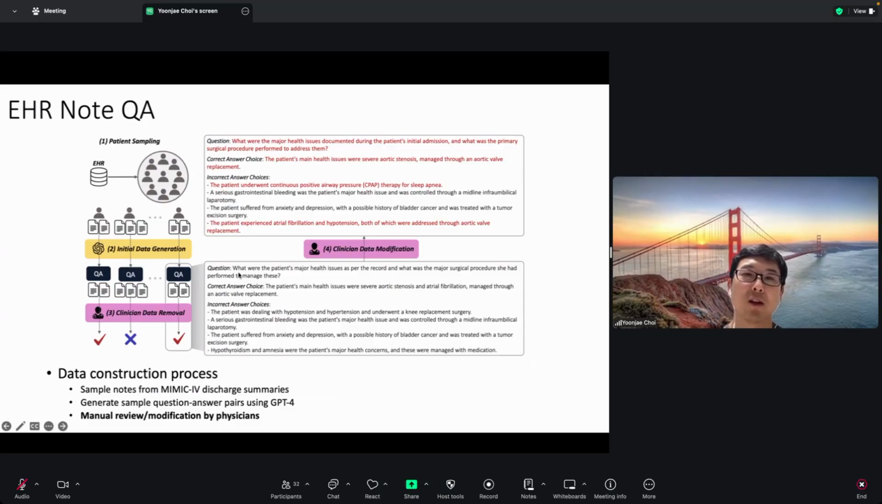They had to read every single question and see if the question was clinically relevant. If not, they had to modify it. Then they read the correct answer choice, and if it was not correct enough, they had to modify it. They also read the incorrect answer choices, and if they were too easy or too irrelevant, they also had to modify them. That went on for 6 months. So you can see the amount of labor that went into this benchmark data set.